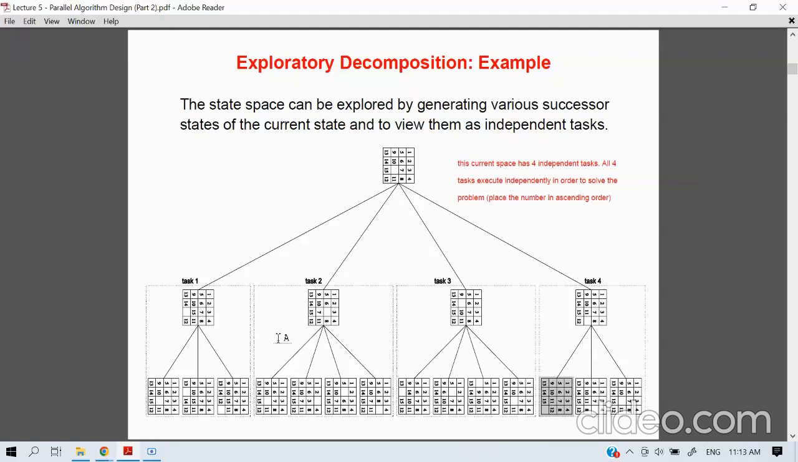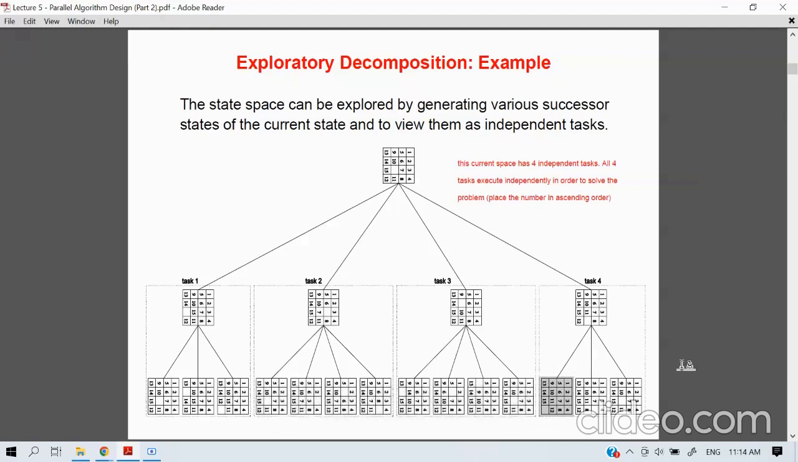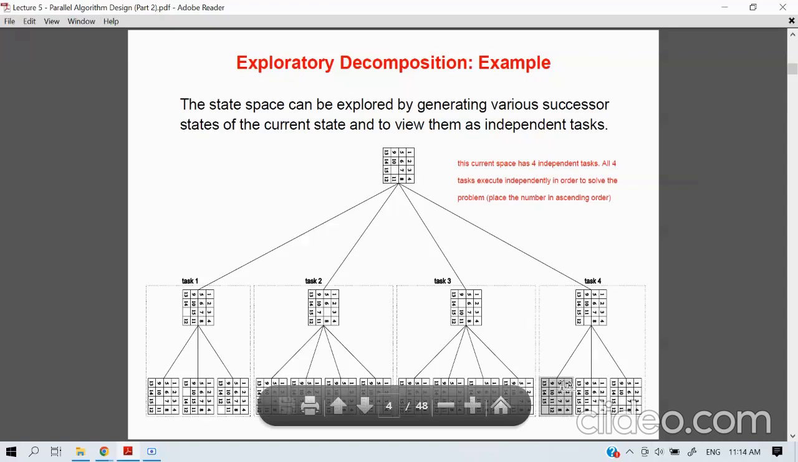As they run concurrently, task number 4 has solved the problem at the first state, while tasks 1, 2 and 3 may solve the problem in state 1, 2, 3 or 4. So we know that in task 4, the problem has been solved in state number 1.